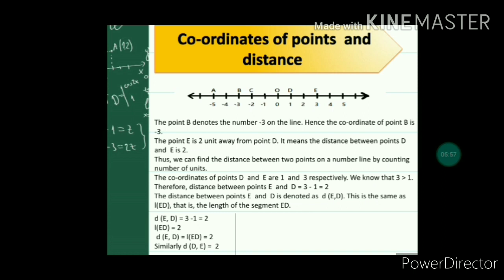The another example is distance of CD is equal to 1 minus (-2) is equal to 1 minus minus 2, 1 plus 2 is equal to 3. Distance of CD means length of CD is equal to 3. Similarly, also written as distance of DC is equal to 3.